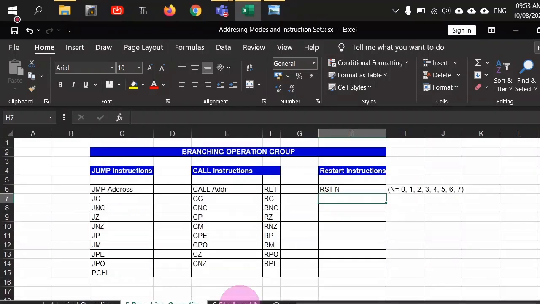Now there are some branching instructions, I mean jump instructions and call instructions. They are combinedly called branching instructions. You have already seen various forms of jump instructions. This is the regular jump instruction, which is unconditional. You write this statement JMP and some address after that.